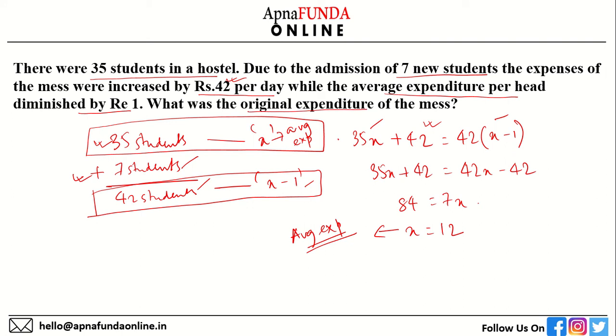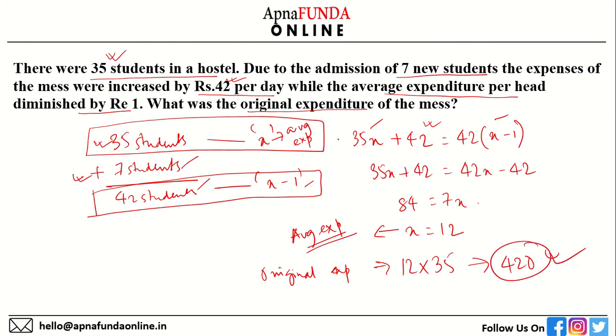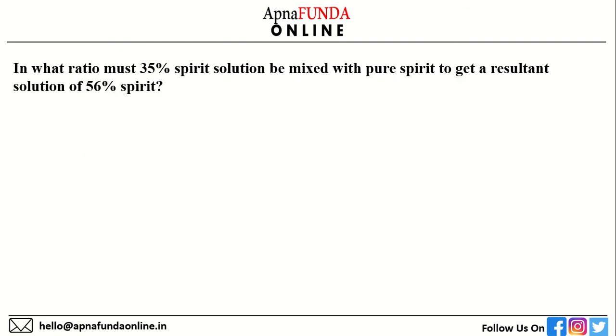The original expenditure will become 12 into 35, as there were 35 students originally. This becomes 420. This is my answer. Not a tricky question, a good question. You just need to solve it step by step. I'm sure you have followed along, and this is the answer that you will get: 420.